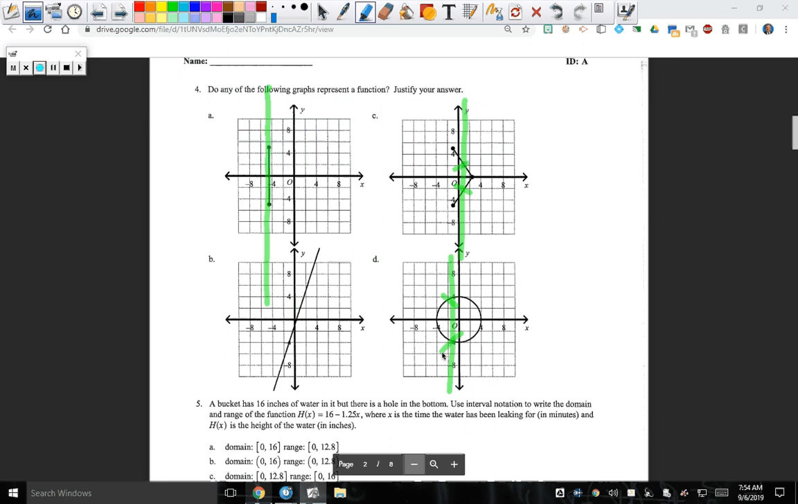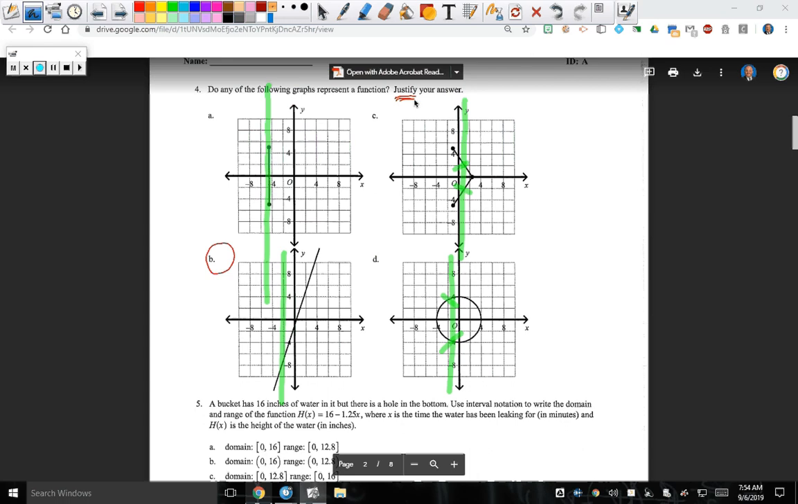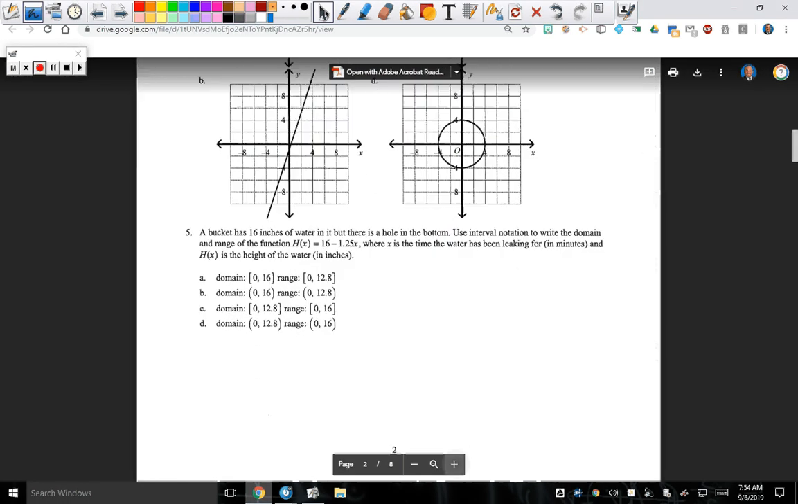The only one that passes the vertical line test, if you were to move this vertical line left and right as you scroll through the graph, something like that, would be this bottom function right here. So B would be the one that represents a function. And the justification is because it passes the VLT, the vertical line test. Let's go to number 5.